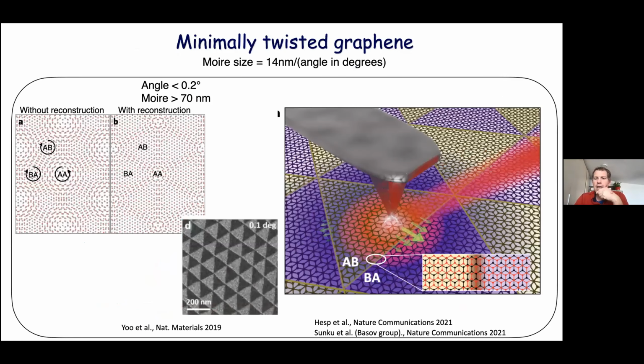So first we apply this to very small twisted graphene. When you twist graphene, you can get domains.